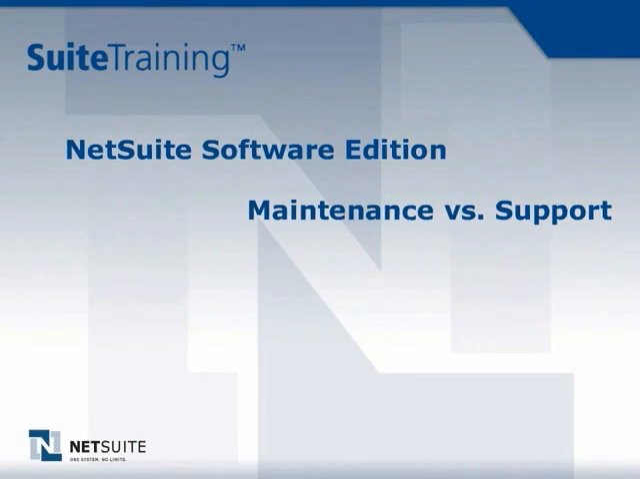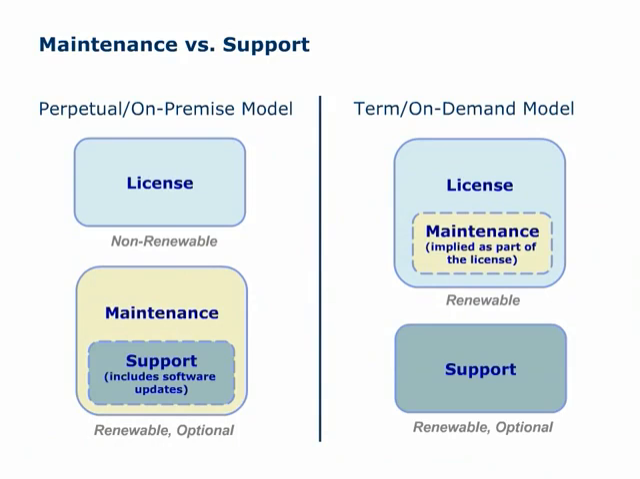Let's begin by reviewing the differences between maintenance and support. Support is provided by the vendor and is usually a team that escalates and addresses issues raised by the customer. Maintenance usually includes support and software updates. Support is usually sold with term licenses, and maintenance is usually sold with perpetual licenses.